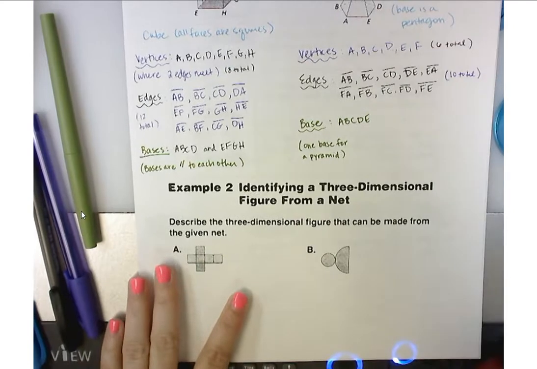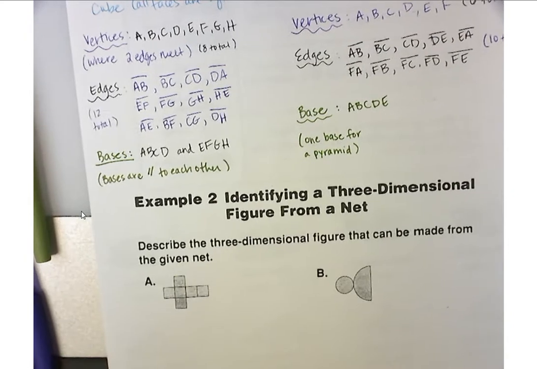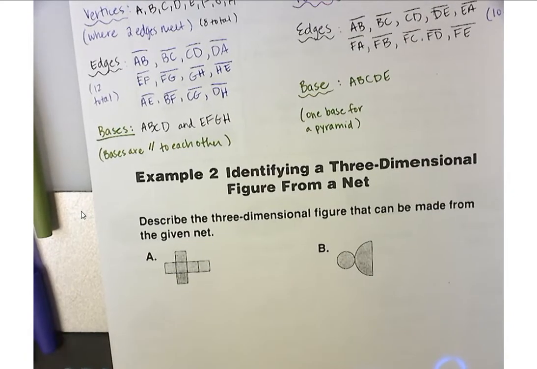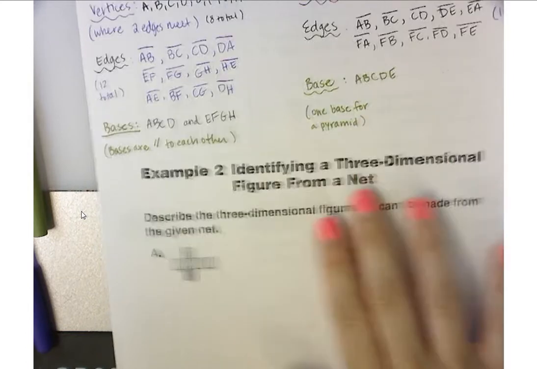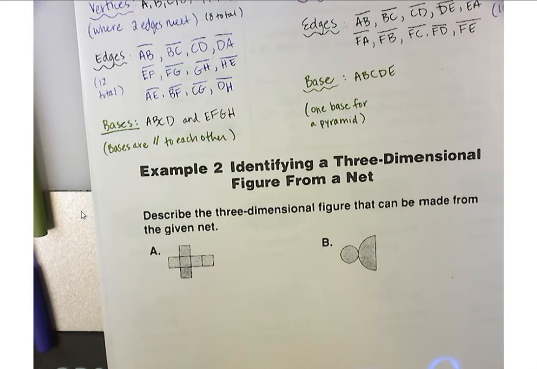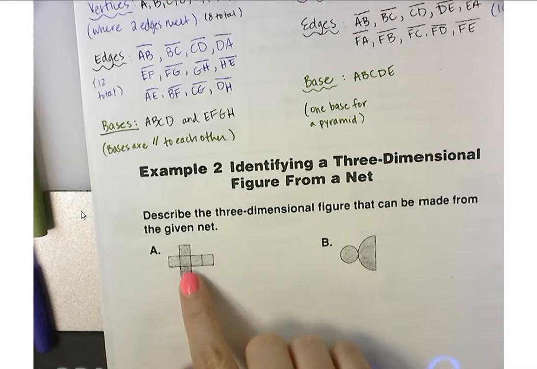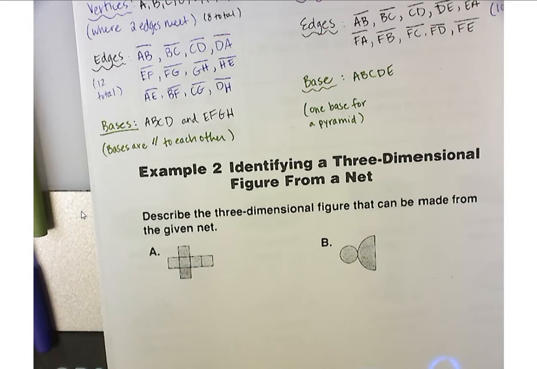Alright, and then the next thing we're going to talk about is something called a net. Did you guys do any nets last year? Okay. So describe the three-dimensional figure that can be made from the given net. So basically this is a shape, but it's unfolded. It would be like if you unfolded the shape and made it flat. So like for A, all of these are what type of shape? They're all squares. So when you unfold it, what would this one make? A cube.